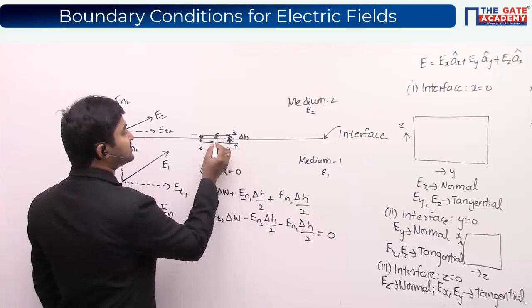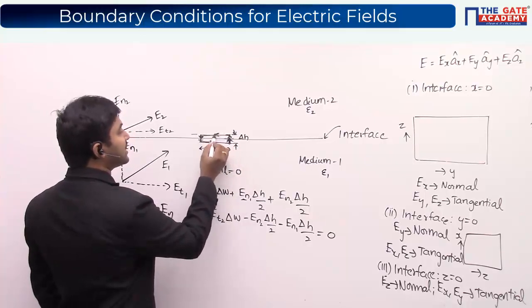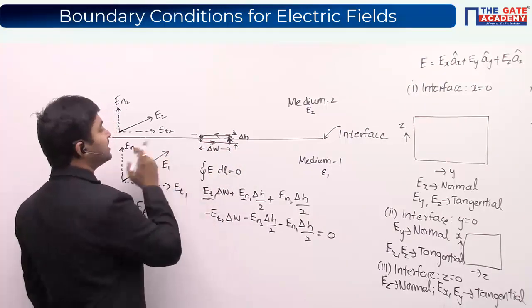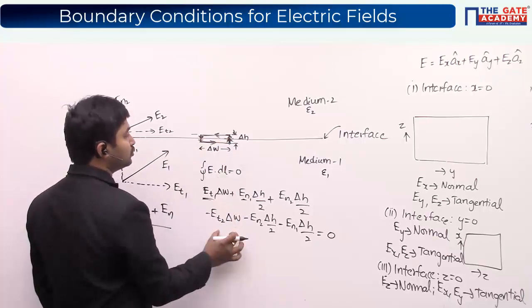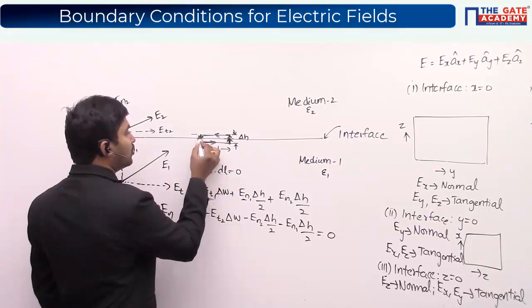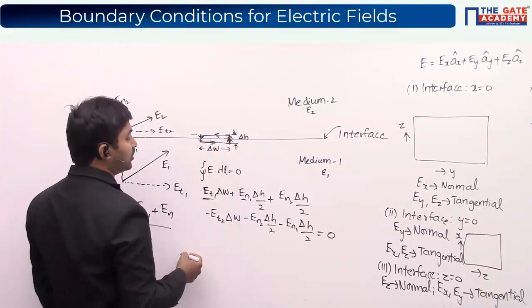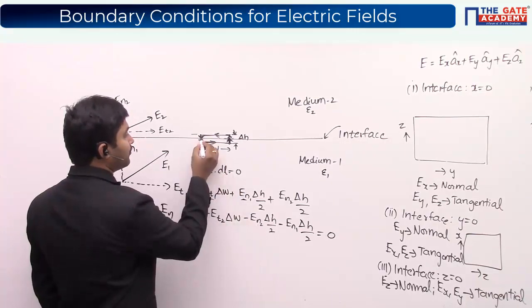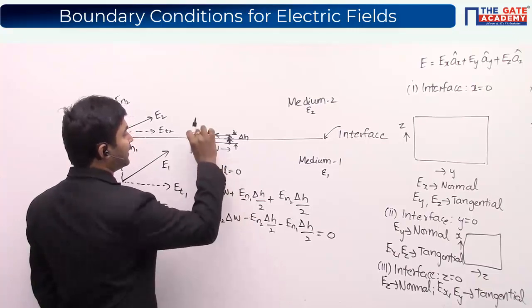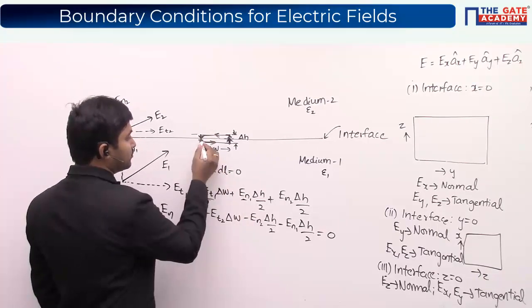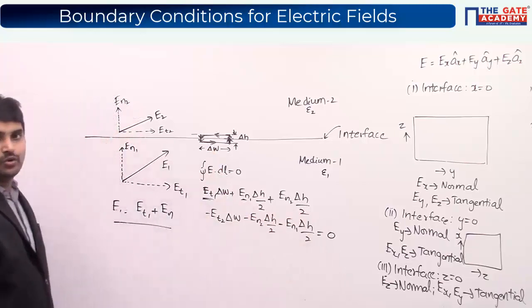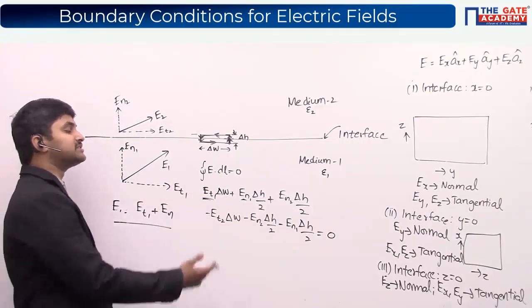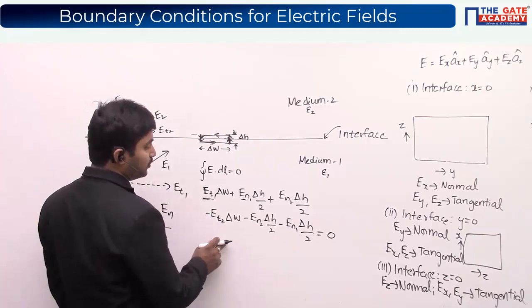Moving in the reverse direction, it's going to become minus Et2. It is minus Et2 multiplied by del W. Coming downwards, it is minus En2 multiplied by del H by 2, and here again moving downwards, it is minus En1 multiplied by del H by 2. Totally it is going to be equal to 0. Can you please tell me what are the components which are going to get cancelled out?